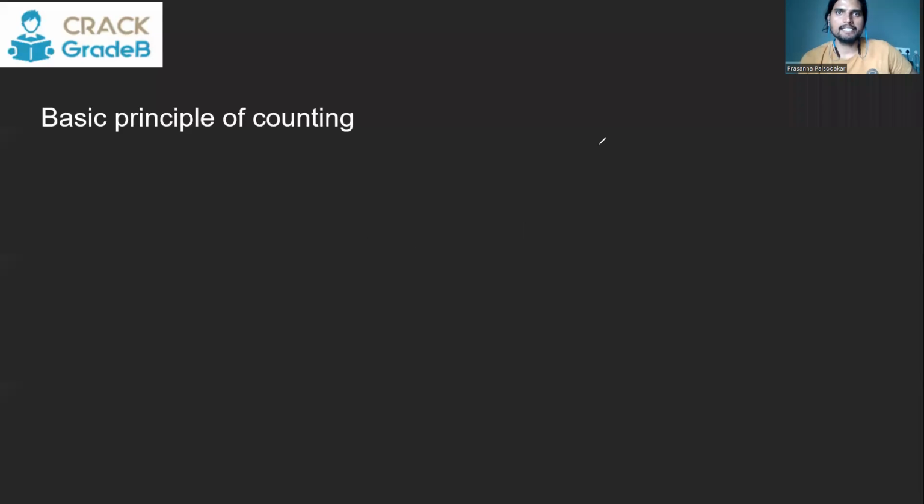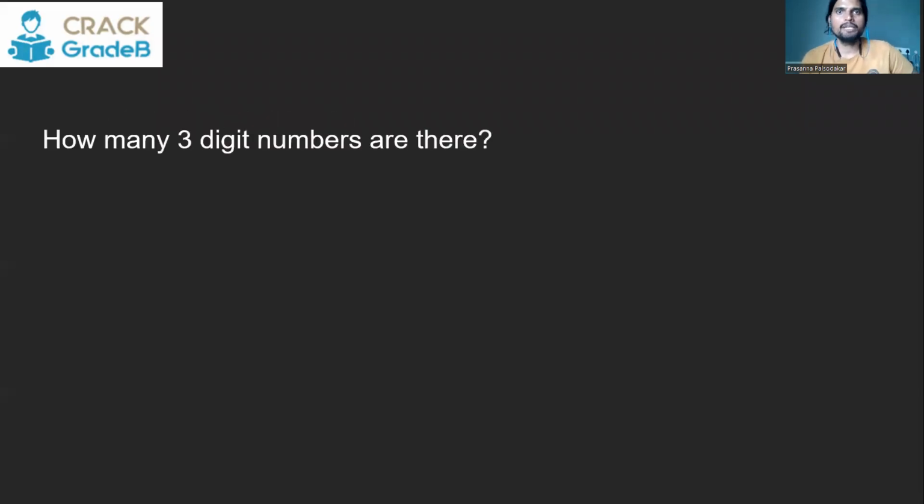Okay, based on this, let us try to answer another question now. How many 3-digit numbers are there? You can do it manually. The first 3-digit number is 100, and the last 3-digit number is 999. So if you are to count how many numbers are there between 100 and 999, including both.